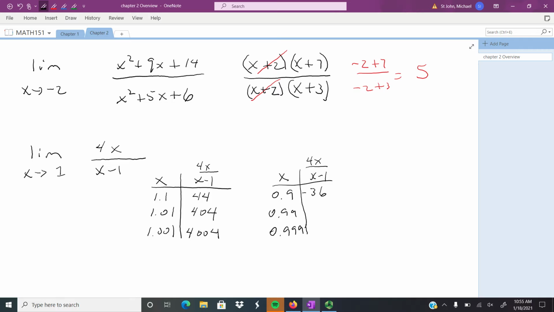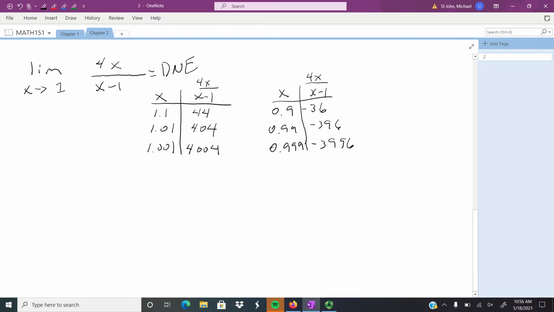This comes out to be negative 396. And then if I do the last one, this comes out to be negative 3996. Right? So if I come in the other way, we're heading off to negative infinity. And so in this case, the limit here is, again, does not exist. We're not getting anywhere.